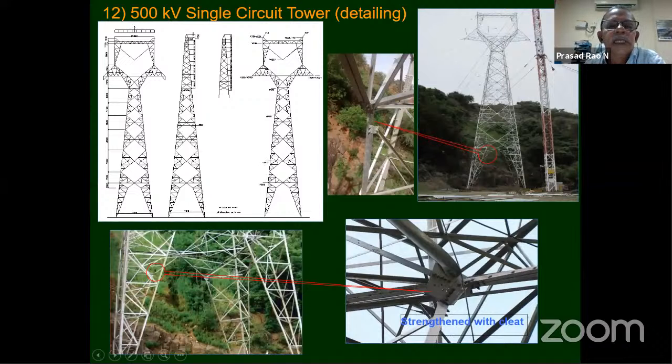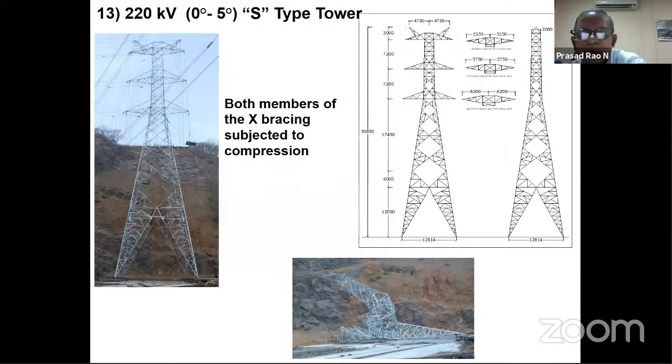This is a bracing member subjected to compression. Suppose all the design is based on the member in a system, X bracing system or K bracing system, where one member is subject to compression and the other member is subject to tension. Suppose if both the members are subjected to compression, then we have to take the total length of the member into consideration for minimum axis buckling.